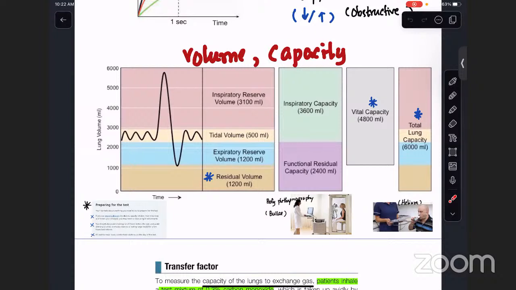But in our exams, there will be some clinically important things like residual volume, vital capacity, and total lung capacity. You can see them in best-of-5 questions later. Okay, so you need to note volume and capacity. What are they? What is the value of each volume?